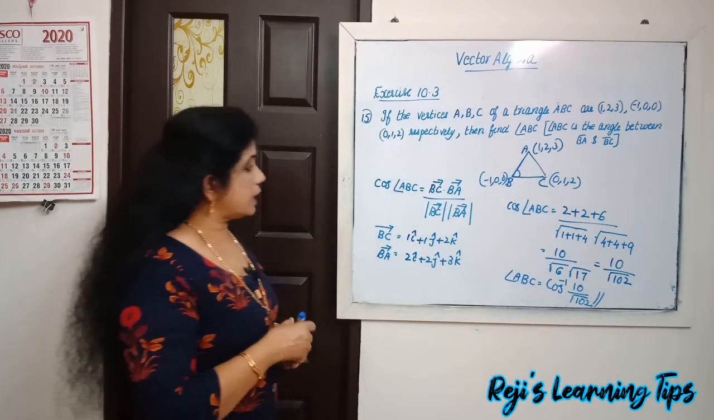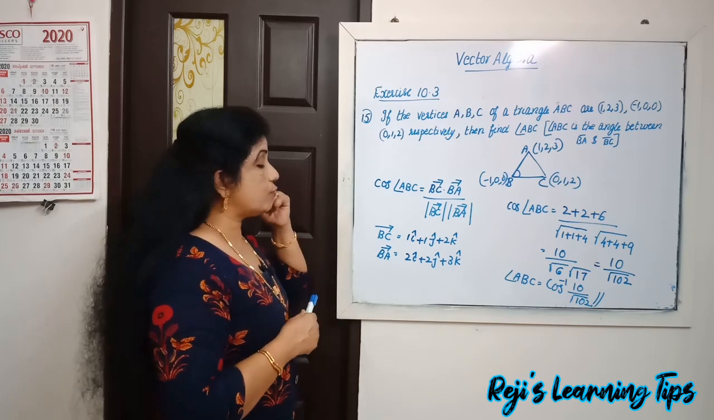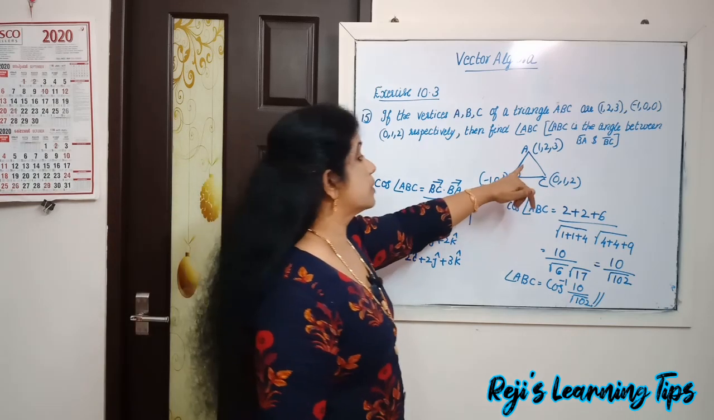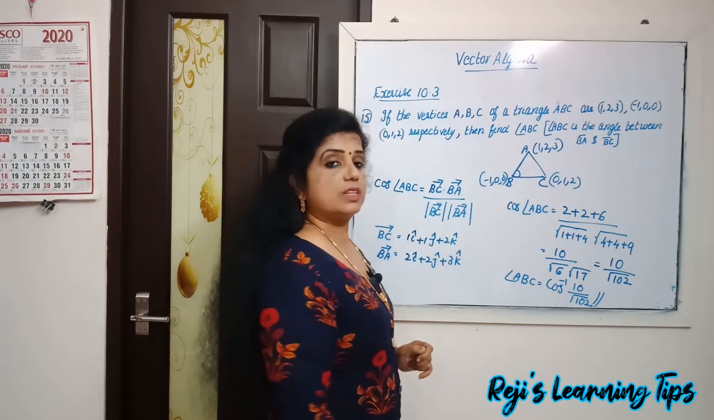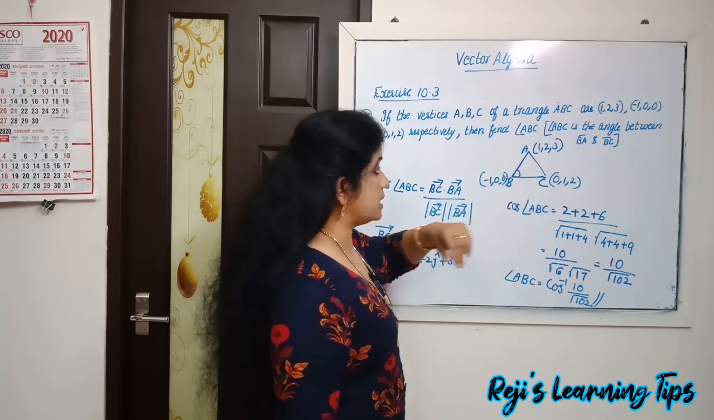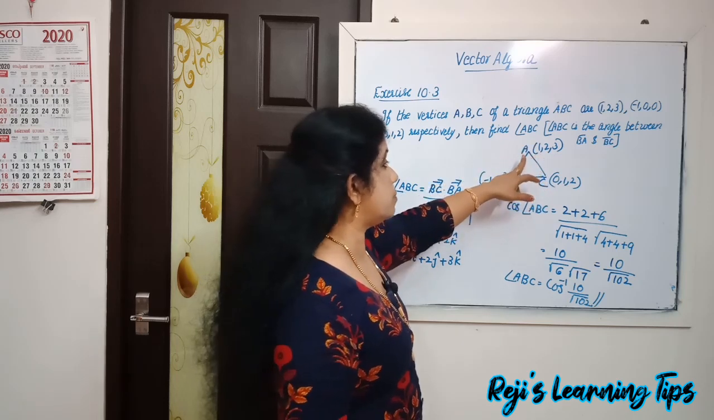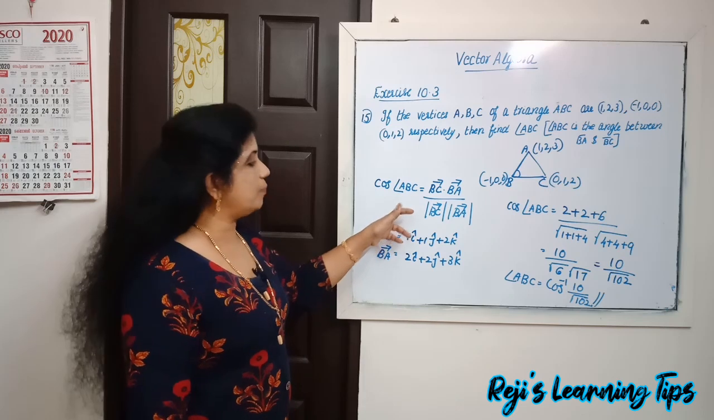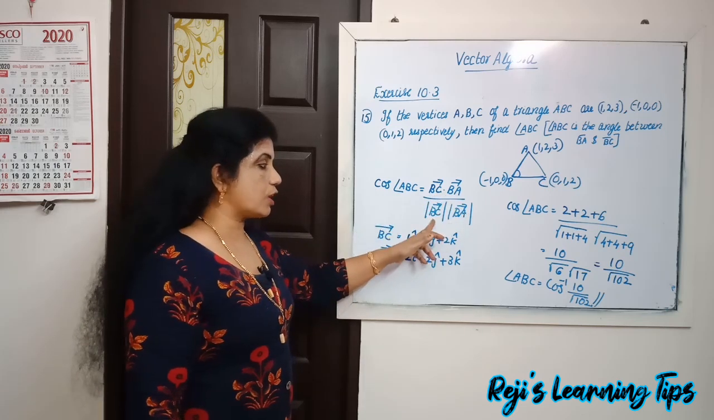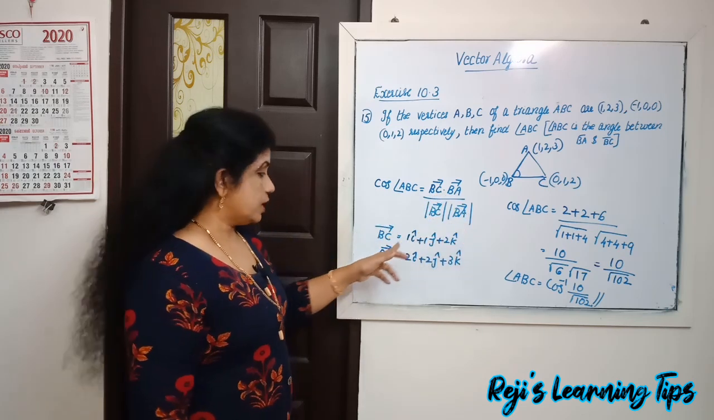Understood? Okay. We want to find the angle ABC. Angle ABC is the angle between BA and BC. So, cos of angle ABC is equal to BC dot BA divided by modulus of BC into modulus of BA.